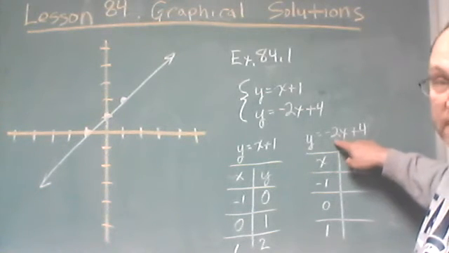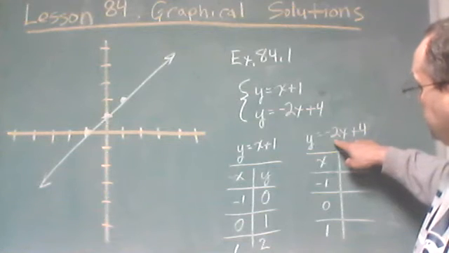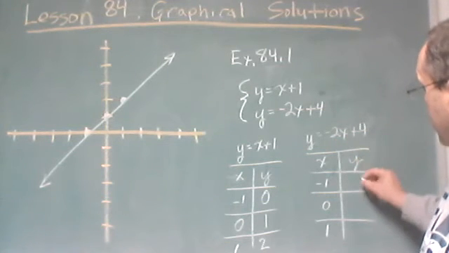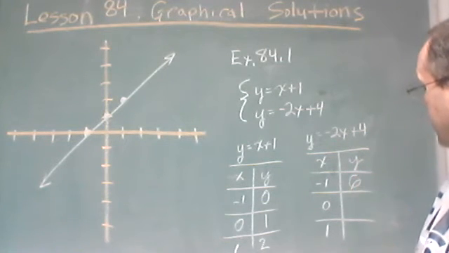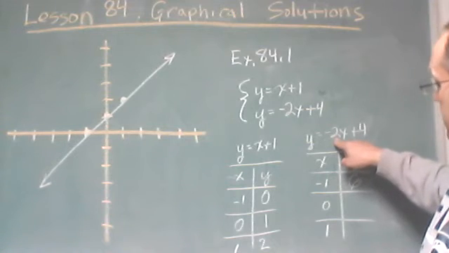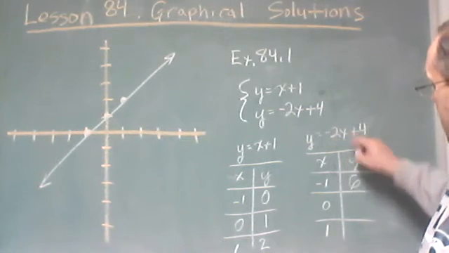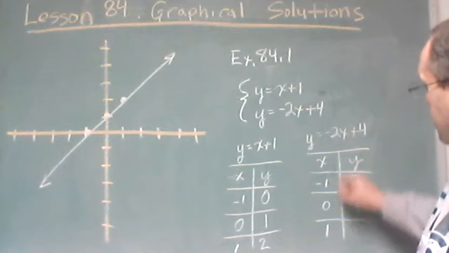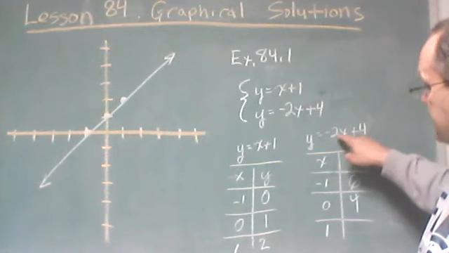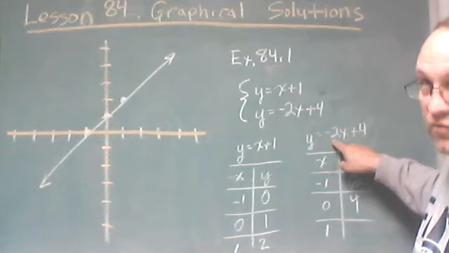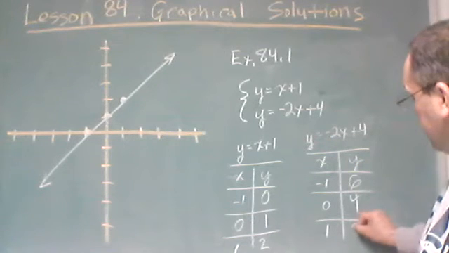A -1 times a -2 becomes a 2, plus a 4 is 6. I get a 0. Okay, 0 times any number is 0, so I get a plus 4. I plug a 1 in here. 1 times -2 is -2. Plus 4 is a plus 2.